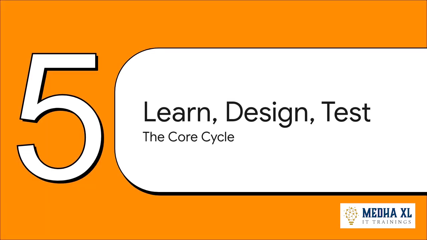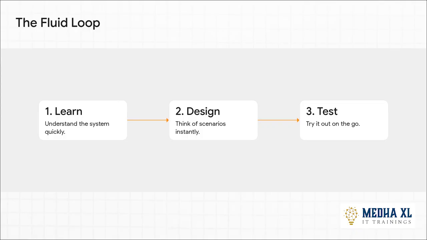So if we were to map this out, what does the process actually look like? Well, it all boils down to this really simple, super fast, repeating cycle. Learn, design, test. And this is a really quick loop. A tester learns a little something about a feature. Instantly, in that same moment, they're designing a test scenario in their head based on what they just saw. And then, bam, without even pausing, they try it out right then and there. And whatever happens in that test immediately feeds into the very next cycle of learning.